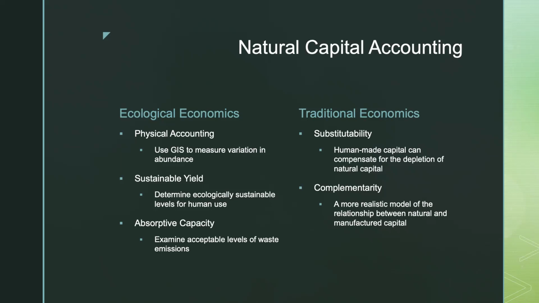Whereas an ecological economist would say there's really a more complementary nature. This is a more realistic model of the relationship between natural and manufactured capital, that they're used together. For example, we manufacture automobiles, and then in order to make them run, we harvest the natural resource of petroleum, gasoline. So this is a complementary relationship between natural capital and manufactured capital.